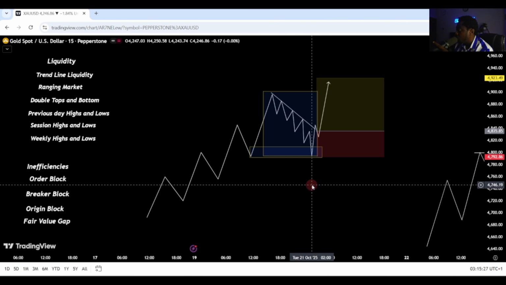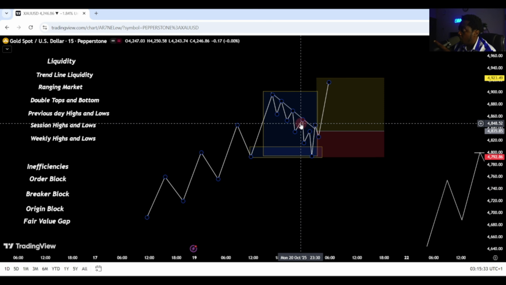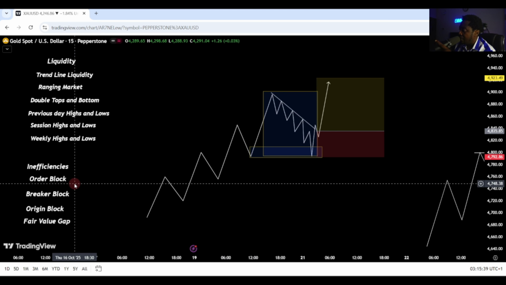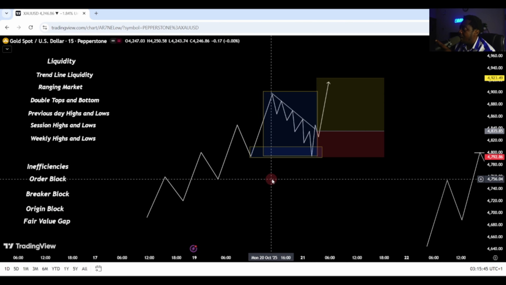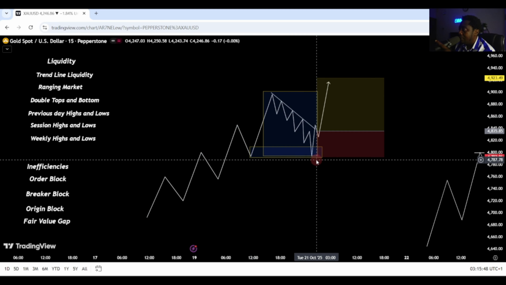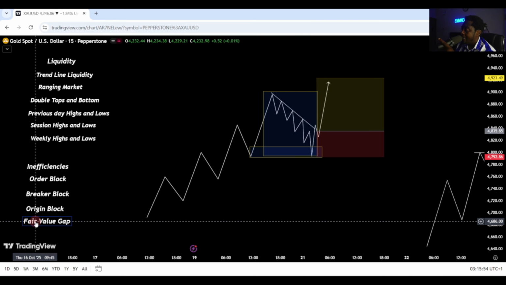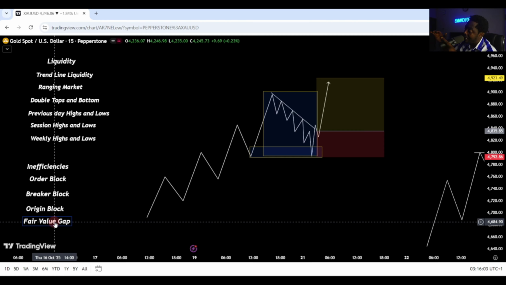that starts from 12 a.m. to 7 a.m., and watch if the high or the low is sitting on either an order block, a breaker block, origin block, or a fair value gap. Whenever a session high or low is resting on any of these POI, that POI tends to hold. So you should be taking a position to target the other side of the range. That is just how to trade the single liquidation.